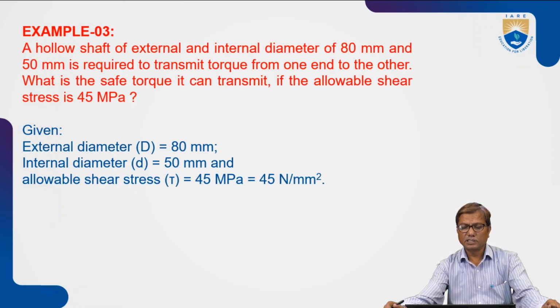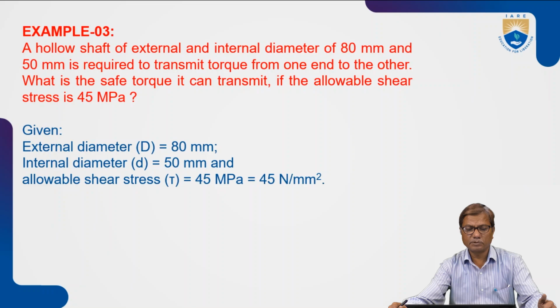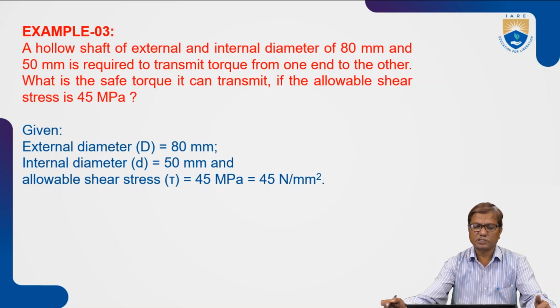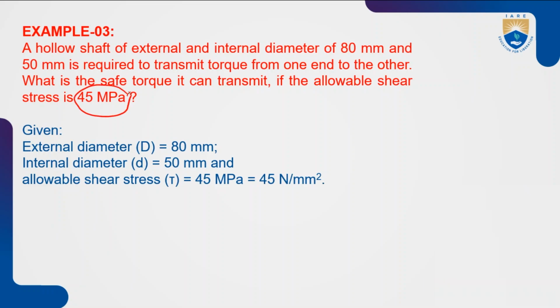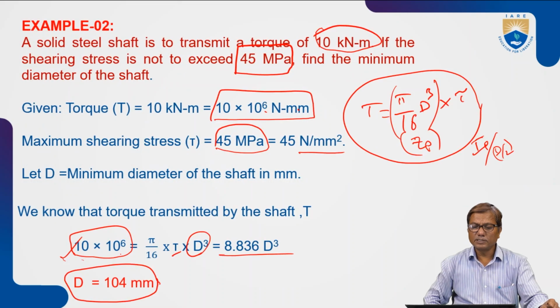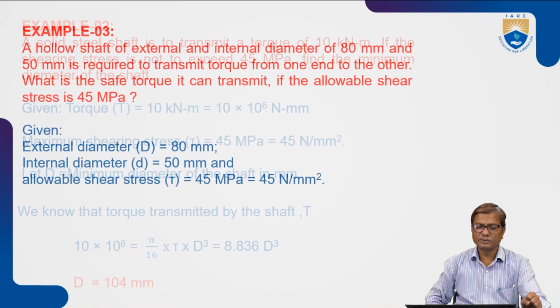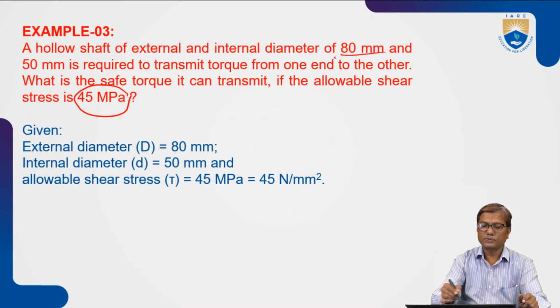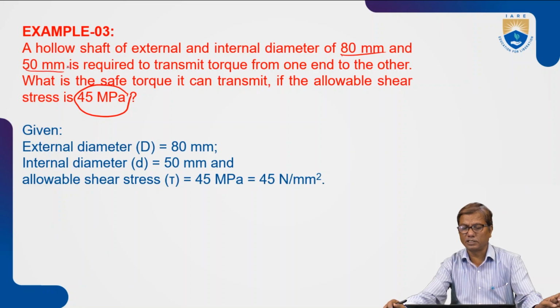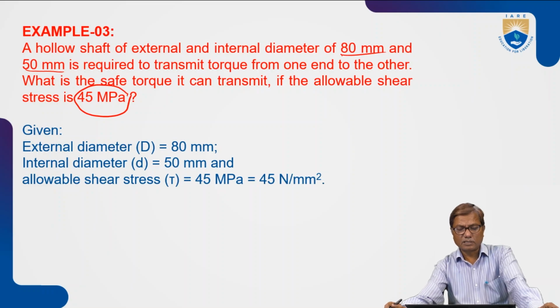A hollow shaft of external and internal diameter of 80 mm and 50 mm is required to transmit a torque from one end to the other. What is the safe torque it can transmit if the allowable shear stress is 45 megapascals? What is the difference here between the previous and this one? Here torque is given for a solid shaft and diameter required we are defining. And in this case, the diameters for a hollow shaft are given, external and internal. And what will be the torque it can transmit?